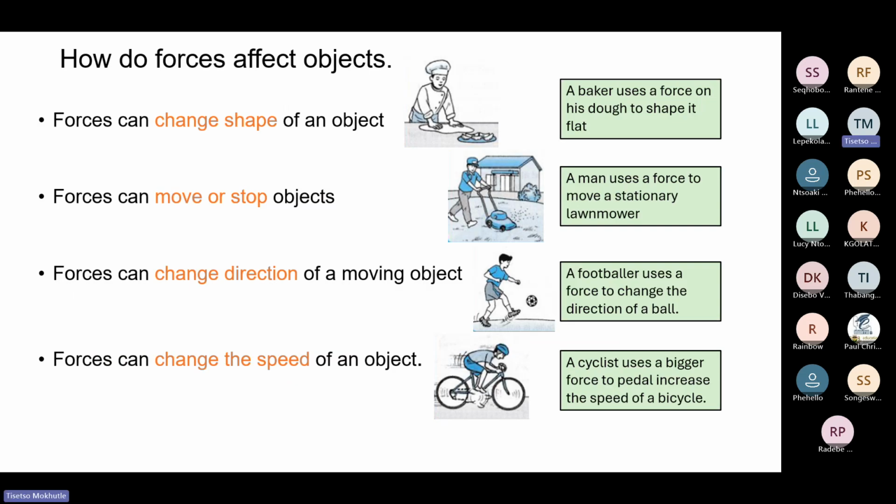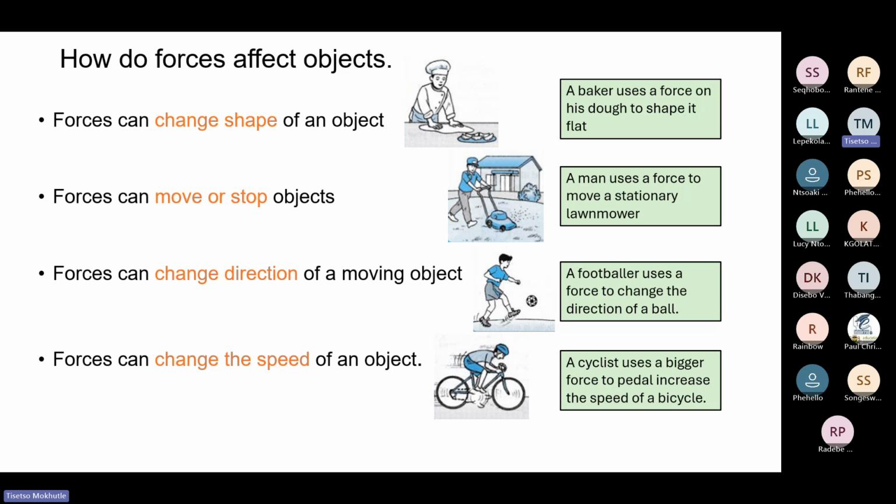How do forces affect objects? They can affect objects in 5 different ways. The first one, a force can change the shape of an object. A force can move or stop objects. Forces can change the direction of an object that was already in motion. Forces can change the speed of an object.